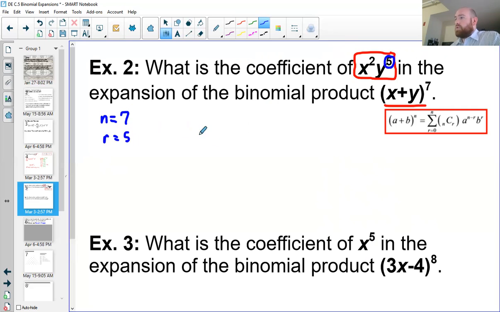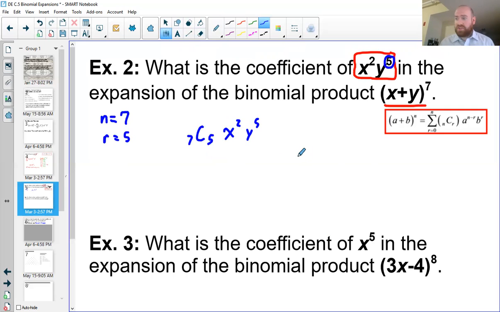And so we're going to have, for this term, n choose 7 times x squared y to the 5th. And I said that incorrectly. If I could rewind time, it would be perfect, but I can't. What I had meant to say was n choose r, which is 7 choose 5 times x squared times y to the 5th.